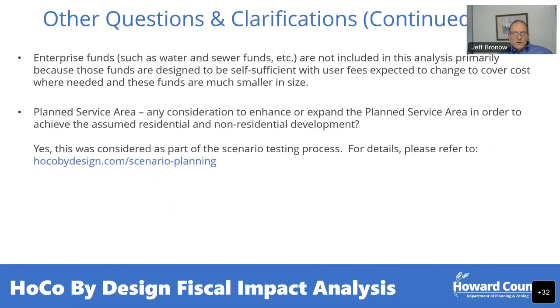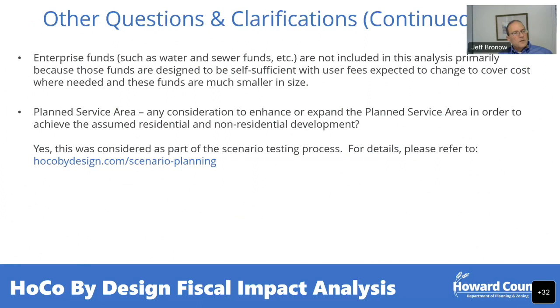A few other questions and clarifications. The question came up about enterprise funds, such as water and sewer funds. Why don't we include those? Enterprise funds are not included in the analysis. They're really designed to have fees so that the costs are paid for. So the front footage fees and the water usage fees and the sewer usage fees are used to pay for water and sewer maintenance and operations moving forward. So we didn't include enterprise funds.